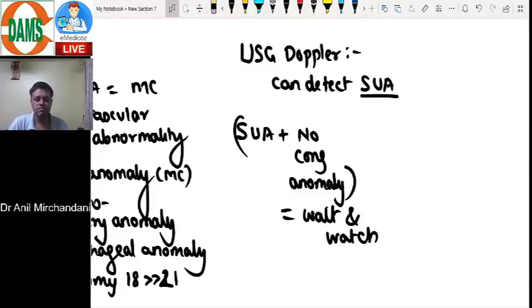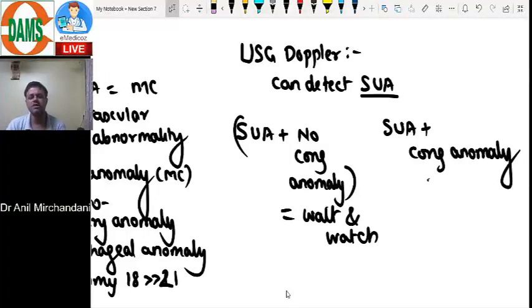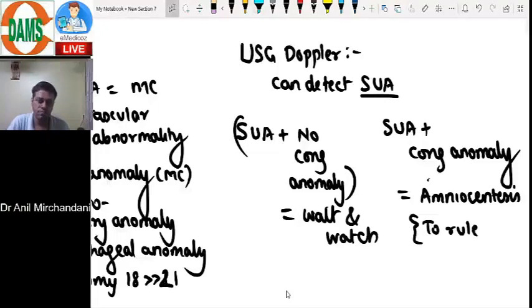But if there is single umbilical artery plus any evidence of congenital anomaly, you are supposed to do amniocentesis. You will take out some amniotic fluid and send it for karyotype to rule out trisomies.